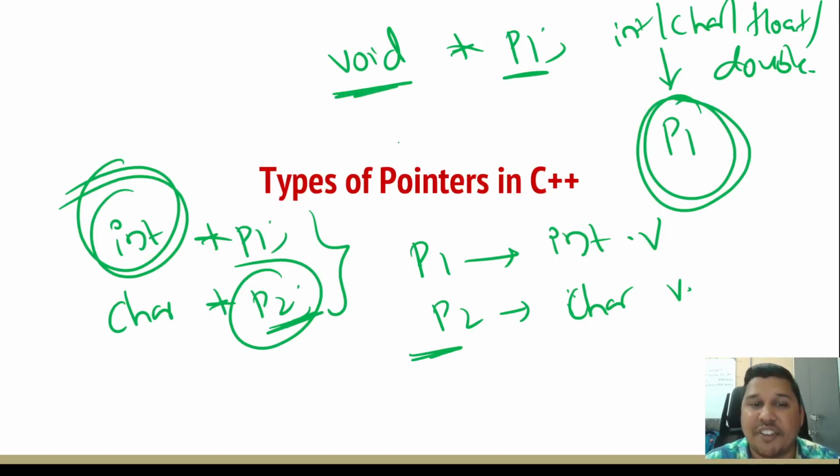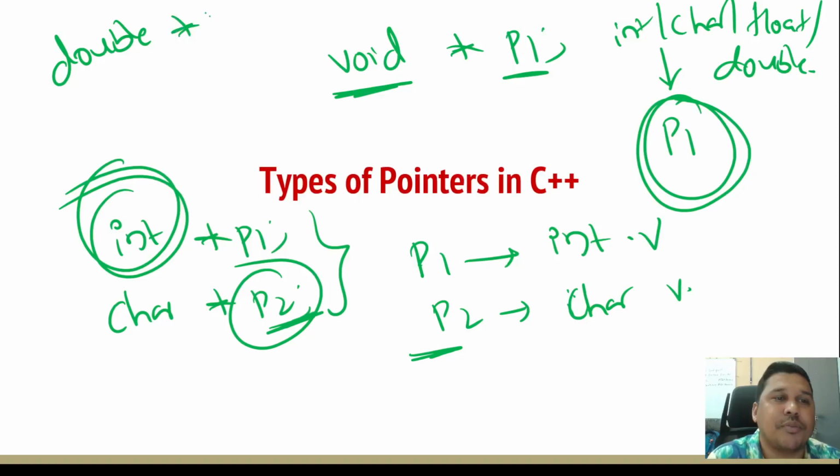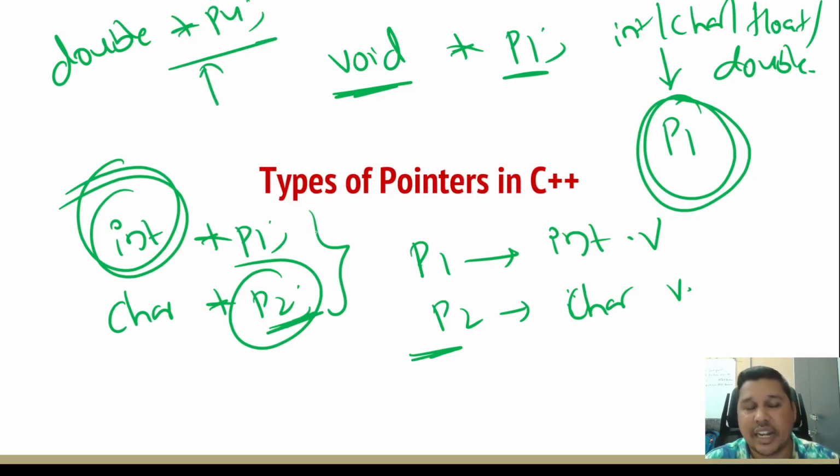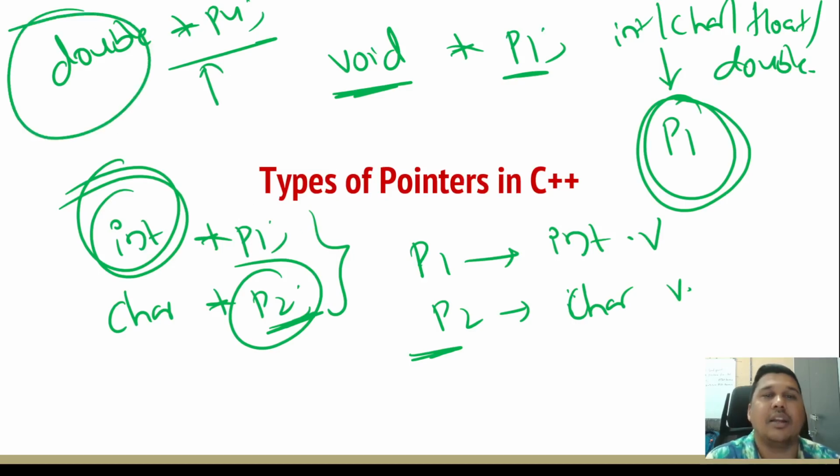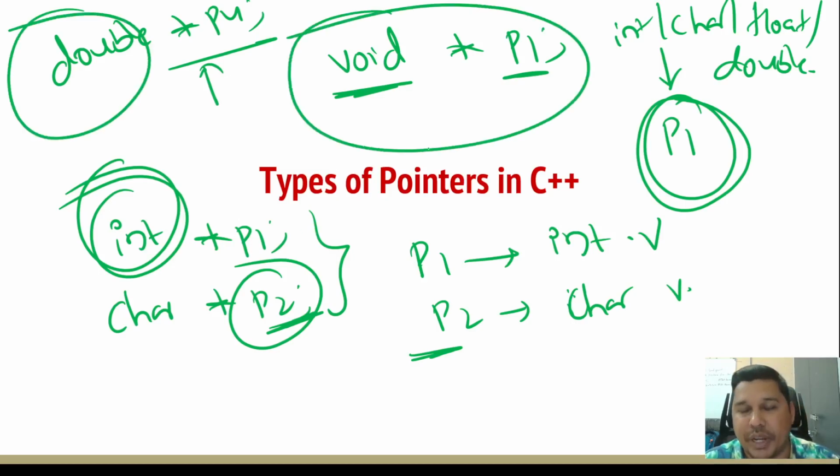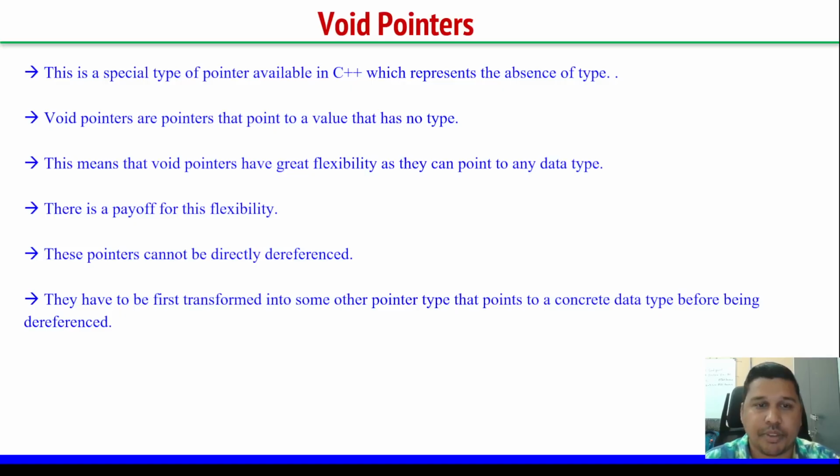When you are declaring a pointer, suppose you gave double star p4. In this case, this p4 is fixed, it can store only the address of a double variable. But when I declare a pointer as void star p1, I declare a void pointer, this p1 is a freely available variable. It is ready to store address of any other variable. You can assign address of integer, character, float and so on. That is void pointer in C++.